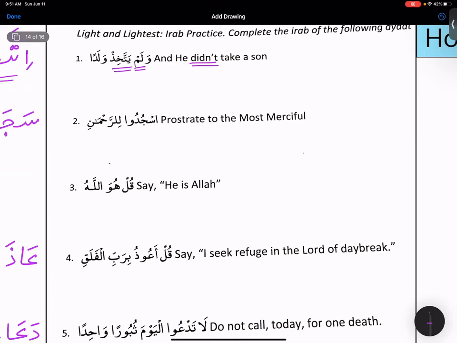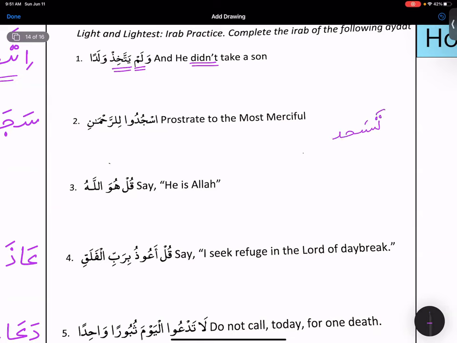Antum. Yeah, because we dropped the... Okay. So it's... Basically, that would be Sajada, Yasjudu, and then Tasjudu. If we go to the Antum version, that would be Tasjudu, right?